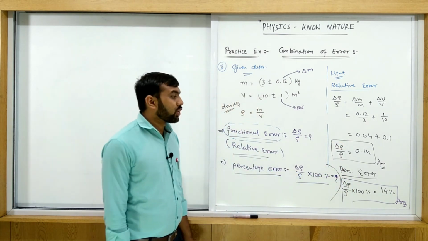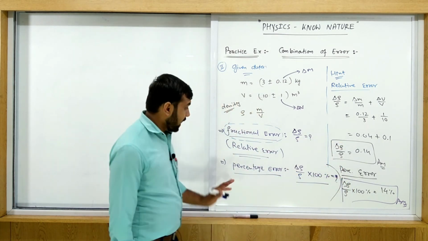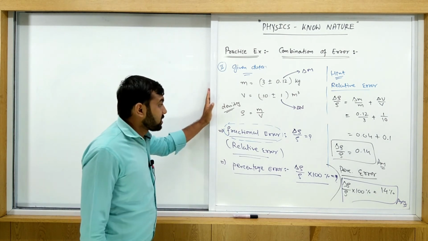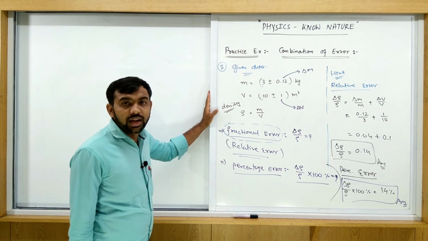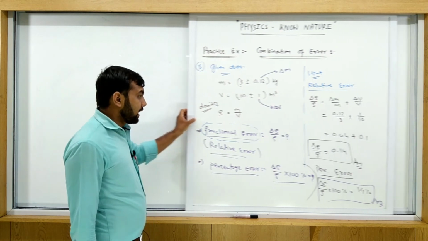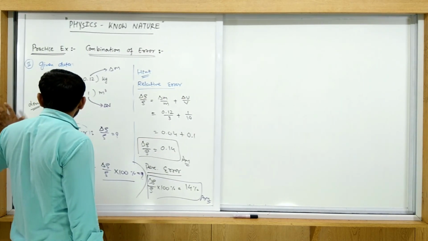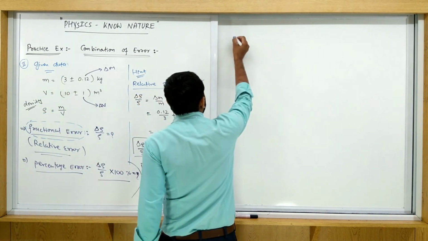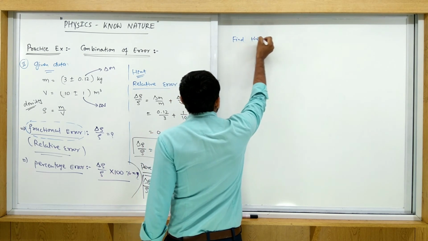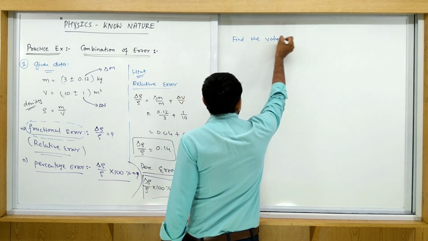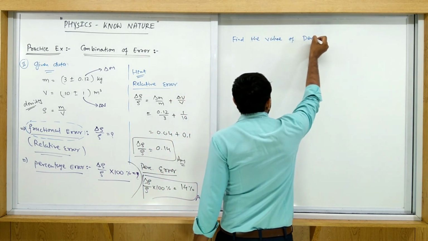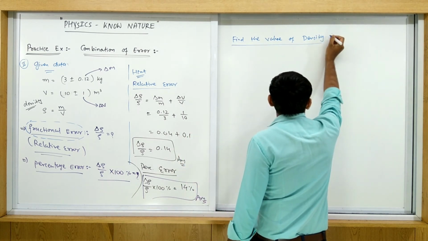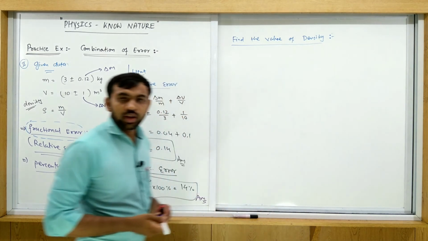How do we write the rho? Right now this question does not ask for it, but maybe this question is given to you: find the value of rho, the density. Then how do you write it? Let's write the rho also here. Suppose this question is asking you to find the value of density. You have to find this additional quantity.